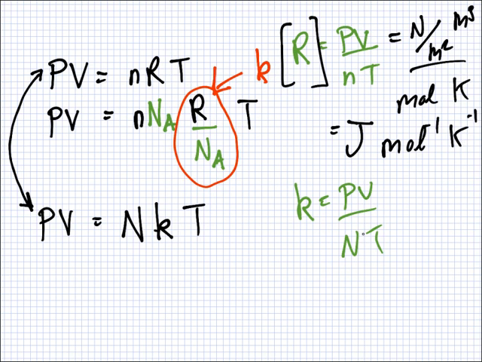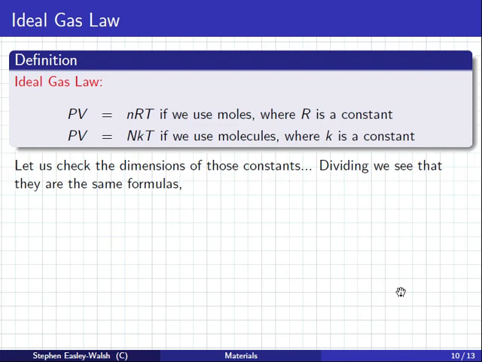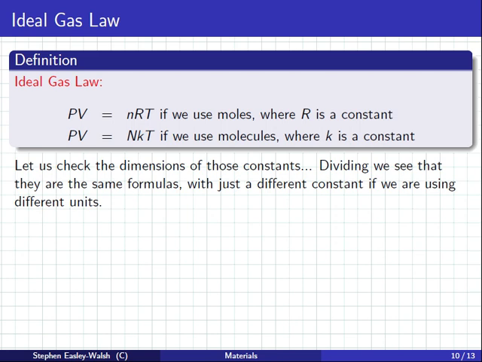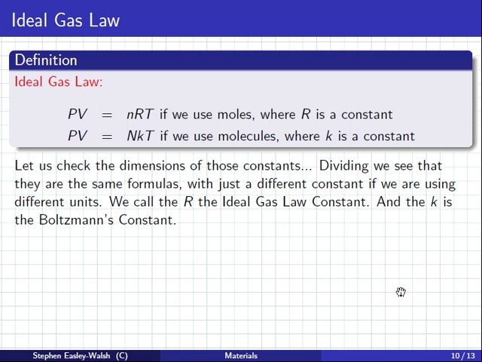What's the only difference here? The N is the number of molecules. So you could just say it's Joule per Kelvin. So these are the two units for them. Anyways, dividing, we see that these formulas are the same, just with a different constant if we're using different units. We call the R the ideal gas law constant, and does anyone know the name of the k? The k is called the Boltzmann constant.